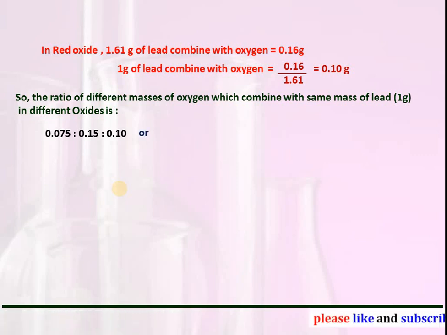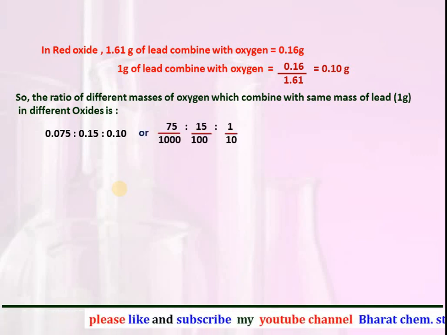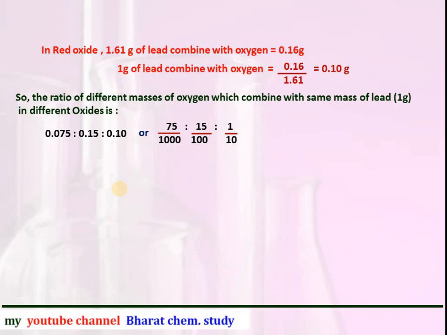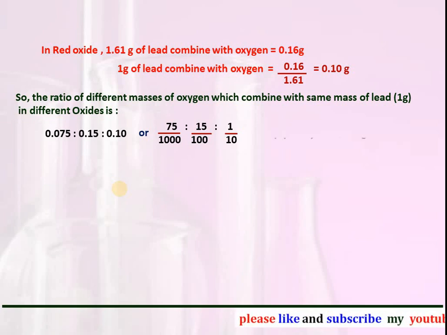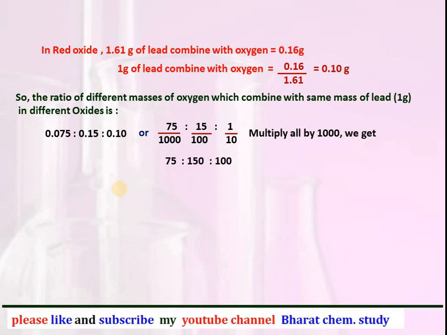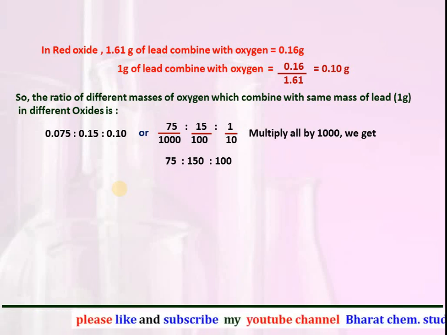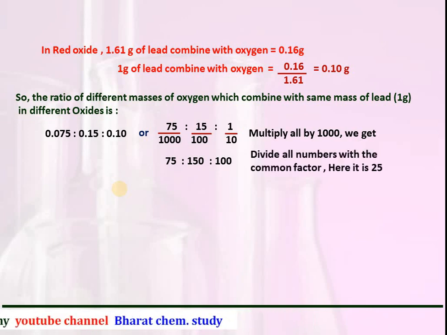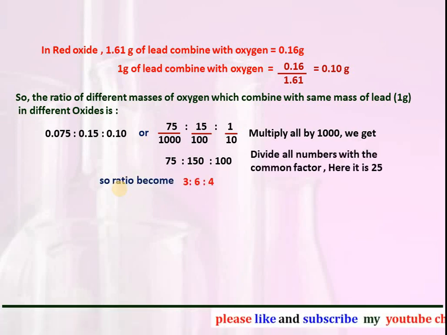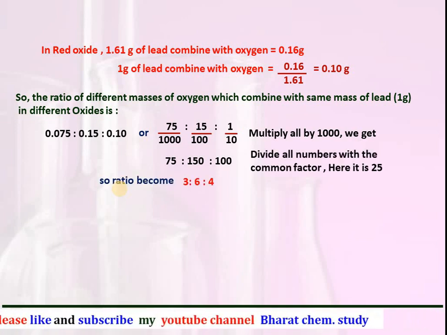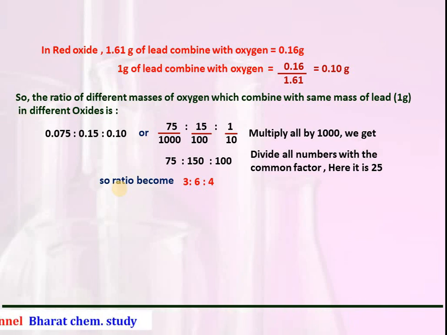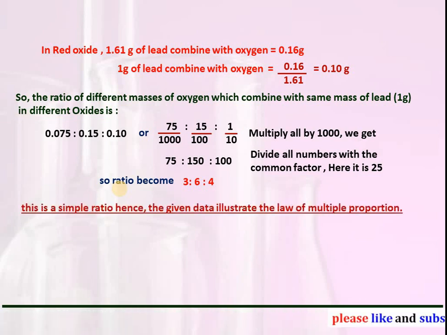For that, first of all we multiply all these by 1000 to remove the decimal place, and the ratio will come to be 75, ratio 150 and 100. Now we take out the common factor in all these values. 25 is the common factor. So on removing the common factor, the ratio comes to be 3 ratio 6 ratio 4, which is a simple whole number ratio. Hence we can see the given data illustrate the law of multiple proportion.